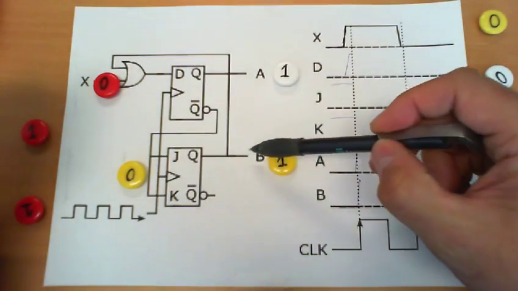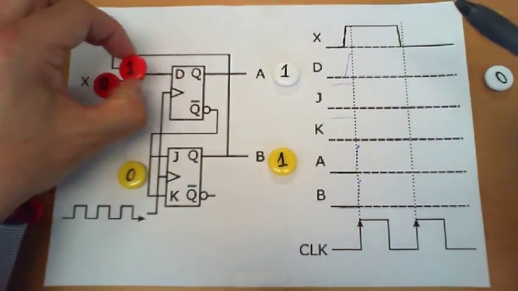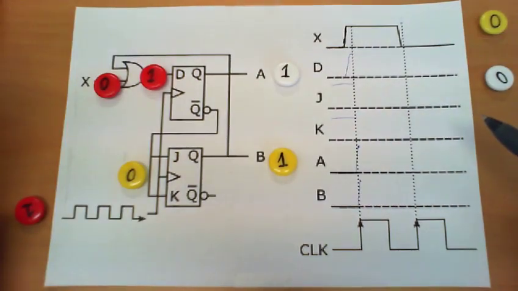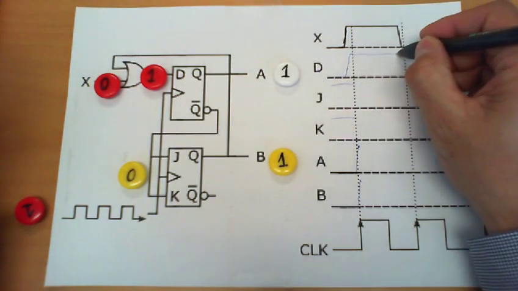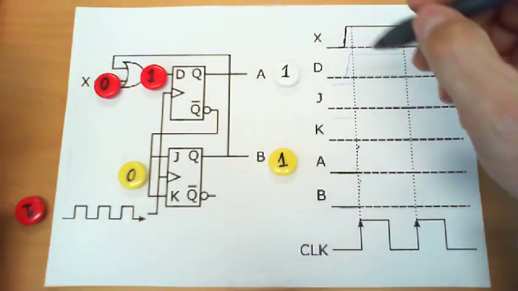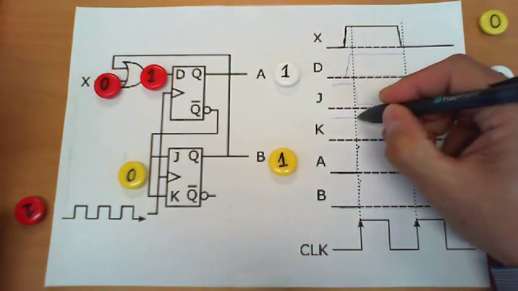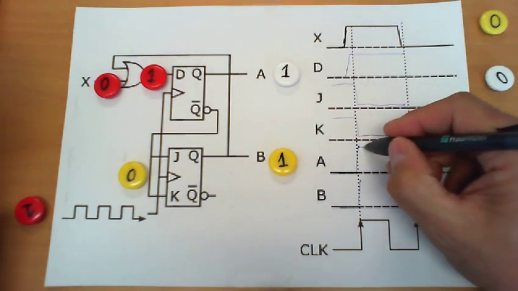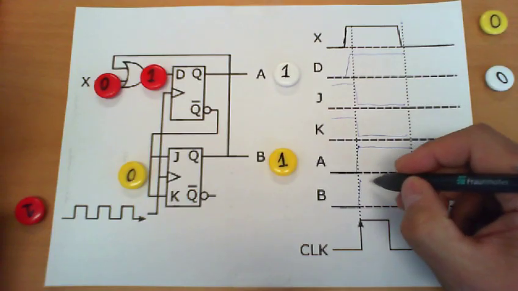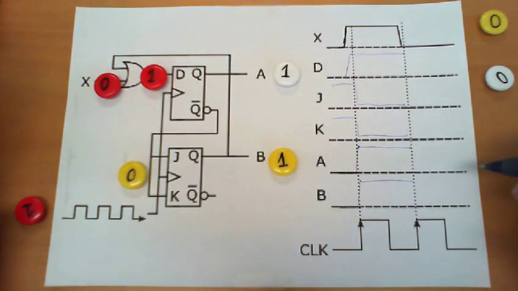And as we can see, this value 1 over here, when going through this gate, produces also a value 1 in the input of the D flip-flop. So we can reflect this change in here, saying that D remains 1, J and K go to 0, and A remains 1 all the way through here, as well as B. And now we apply the same rules again.